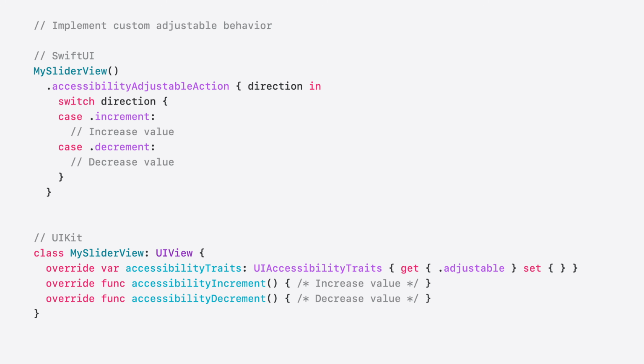If you're using a custom component, you'll need to define what happens when someone swipes up or down. In SwiftUI, add the accessibilityAdjustableAction modifier and handle increment and decrement cases. In UIKit, you can add the adjustable trait and implement the accessibilityIncrement and accessibilityDecrement functions.